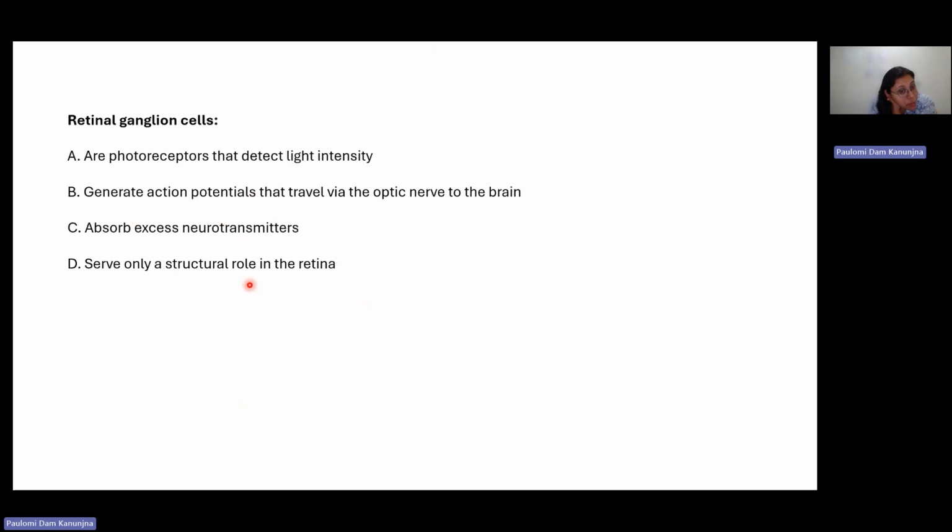Okay, they generate action potentials that travel via the optic nerve to the brain, absorb excess neurotransmitters, and serve only a structural role in the retina. Easy question actually, even if you see it that way.